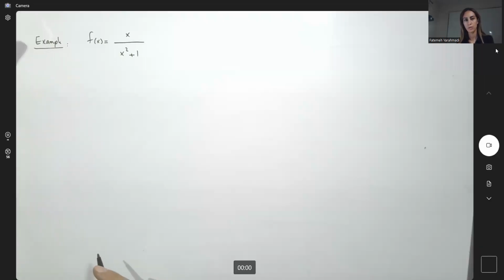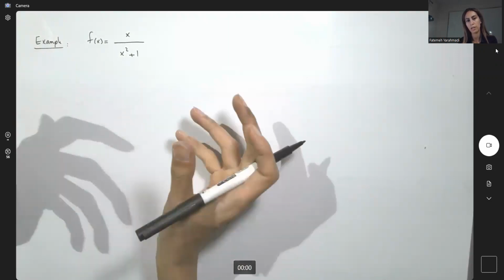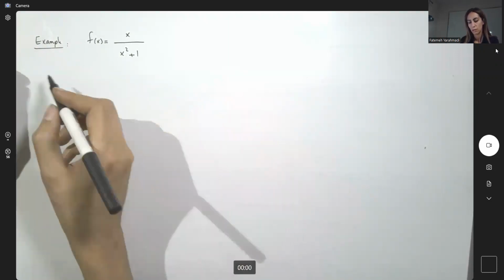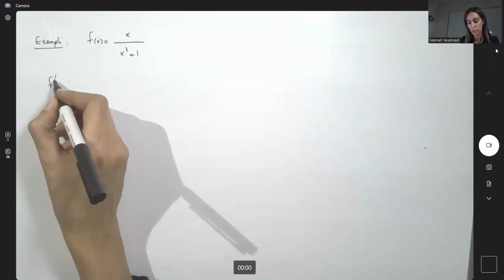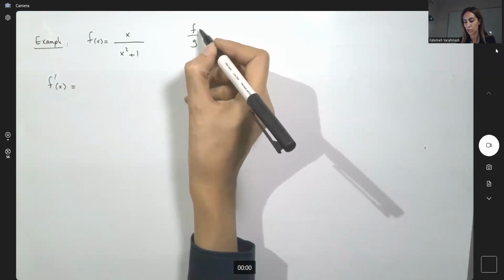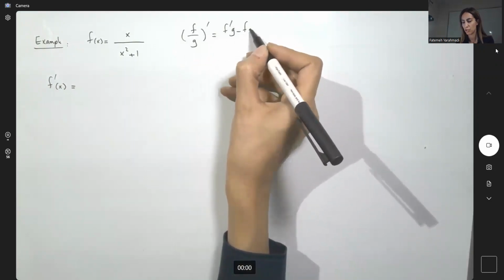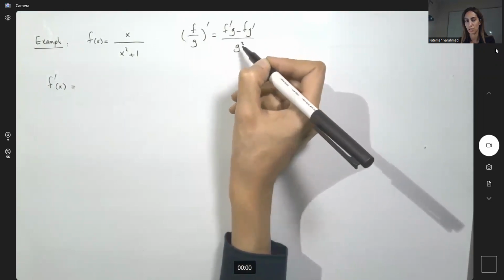So let us go back to elementary calculus and consider the following function. Is it increasing? Is it decreasing? So remember that you can take the derivative of this function. And here, again, recall that if you have f divided by g, and you're taking the derivative, it is f prime g minus f g prime divided by g squared.